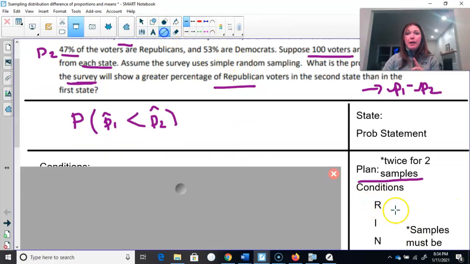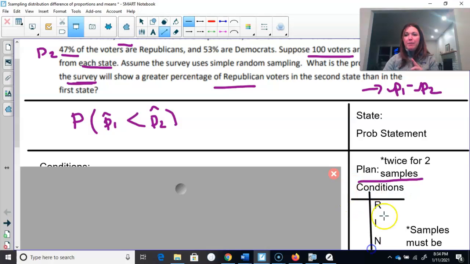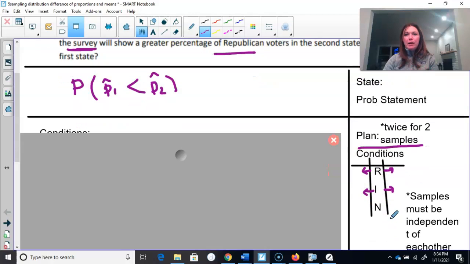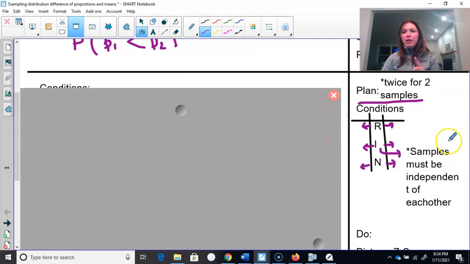What sometimes people like to do, and what I used to do, is set up a little two-way-ish table. I would put sample 1 over here and sample 2 over here, and then I would draw these arrows to remind people. I don't do this anymore when I'm actually doing the problem, because we can sum it up a little bit faster by writing it all at once. However, I like this visual because there is a third arrow that we must put with the I, the independence condition. And that third arrow is right here. Samples must be independent of each other, okay?